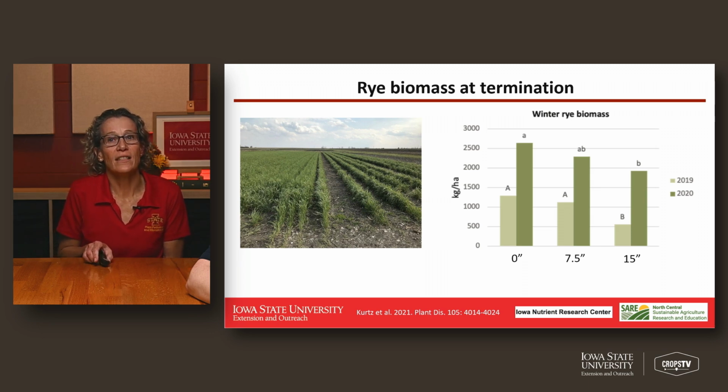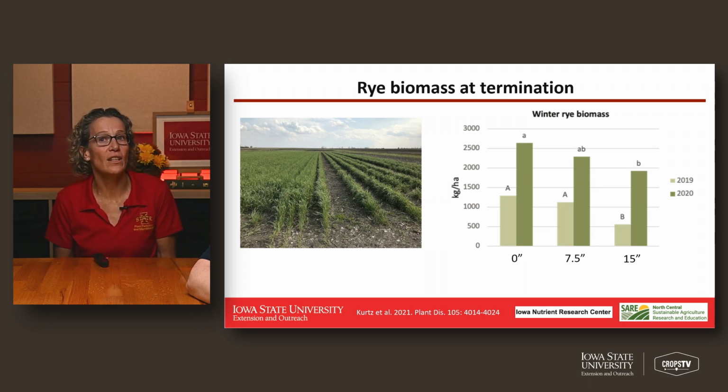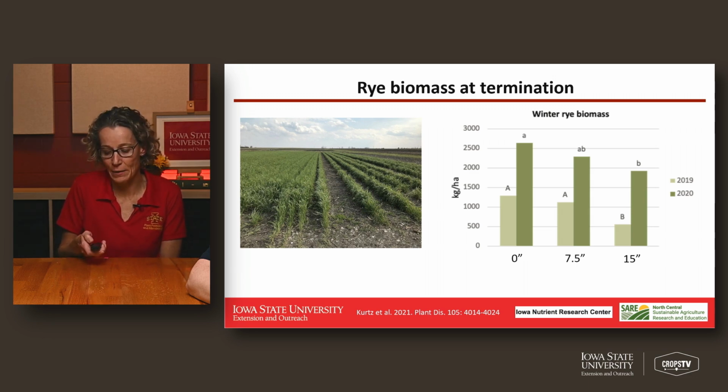You can see that in the 2 years we had a difference in the amount of biomass that was produced. Obviously, we had the most biomass where in the 0 inches away from the corn, and that decreased as we went down to that 1 row of every 30 inches of the winter cereal rye.